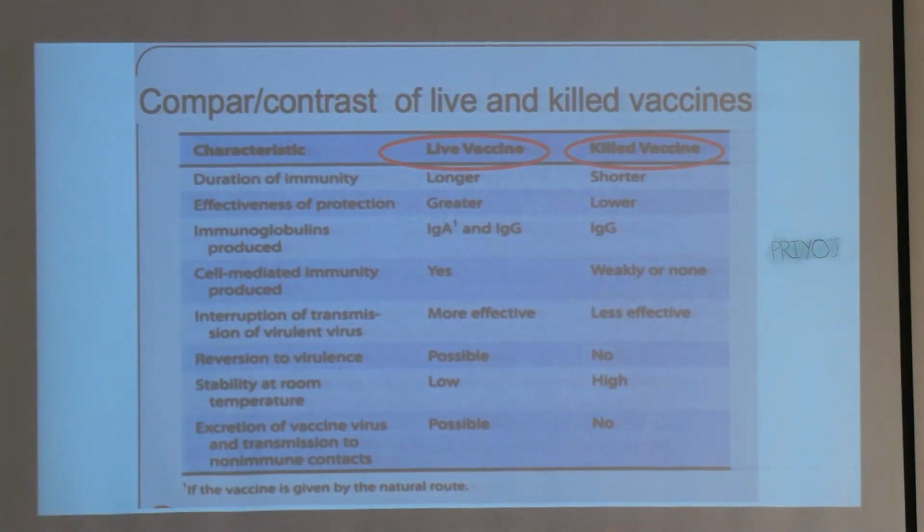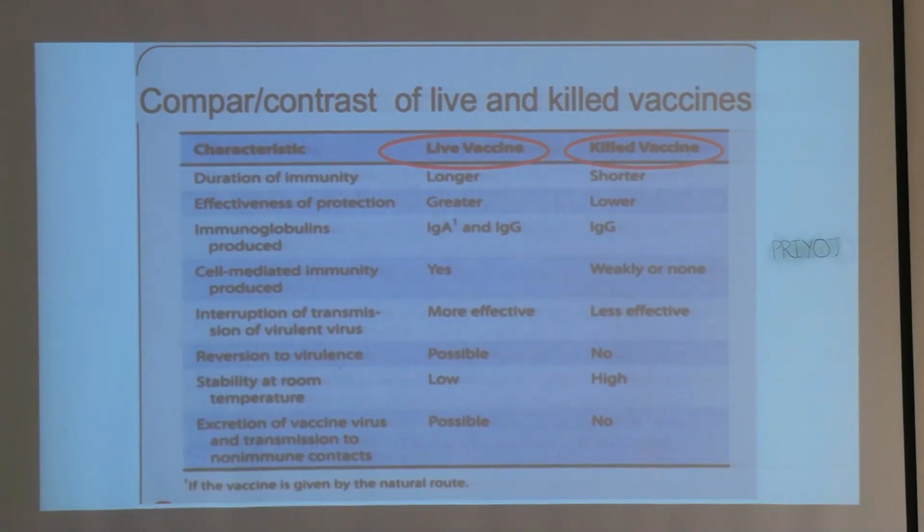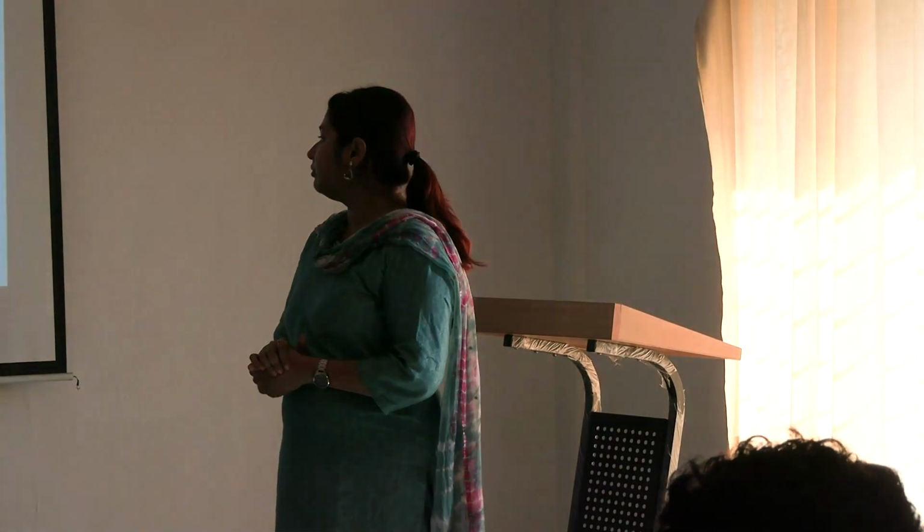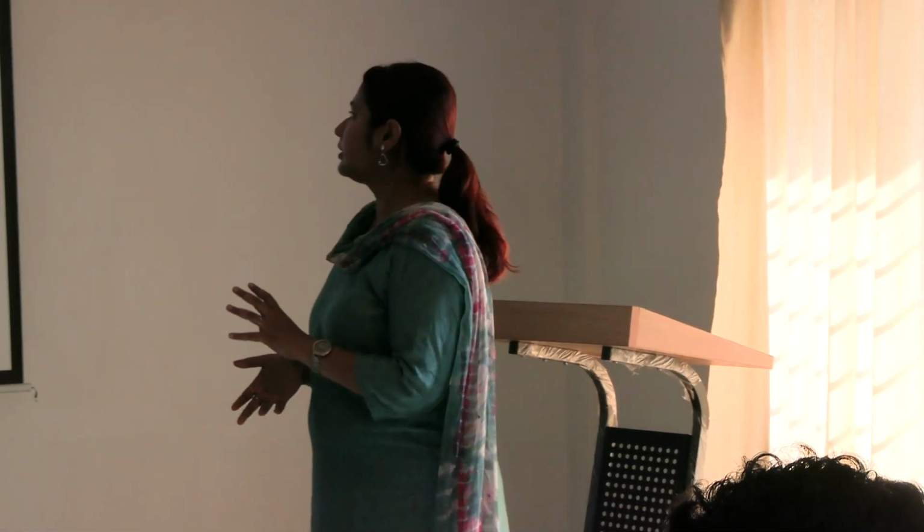Under the live vaccine, I was saying, what is the difference between the live and the killed vaccines in short? For example, OPV versus IPV, what is the difference? In the live vaccine, the duration of immunity is longer than the killed vaccine, and the effectiveness of protection is better in the live vaccine.